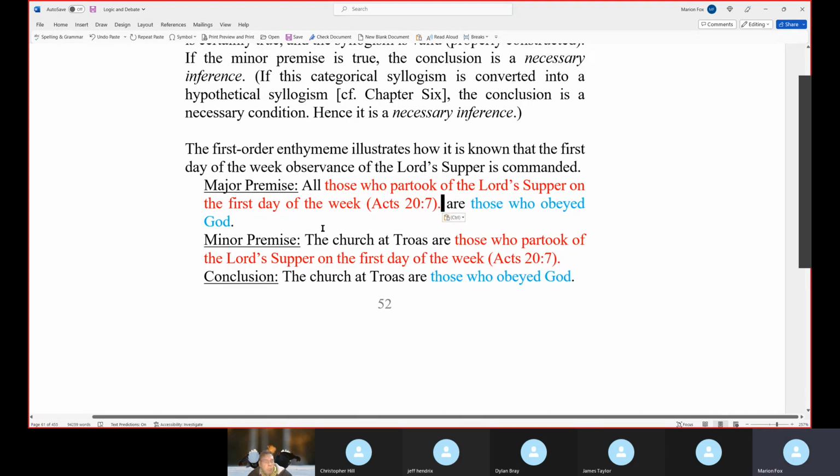That's our major premise. All those who partake of the Lord's Supper on the first day of the week are those who obey God. How do you see that? And so now we can get authority. This shows why we have authority for taking the Lord's Supper on the first day of the week. We don't have authority to take of it any other time. So this is one of our reasoning. This is a necessary inference for us. All right, any questions?